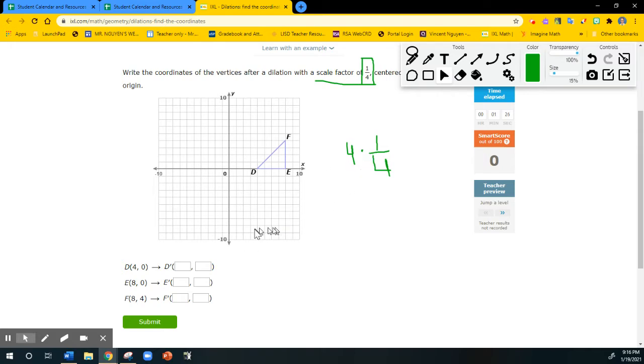One way sounds a lot more doable than the other, right? So 4 divided by 4 makes a lot more sense to some of you guys. 0 divided by 4 is still 0. That doesn't change. 8 divided by 4 is 2. 0 divided by 4, 0 again. This one is 2 again. This one is 1. So there we are.